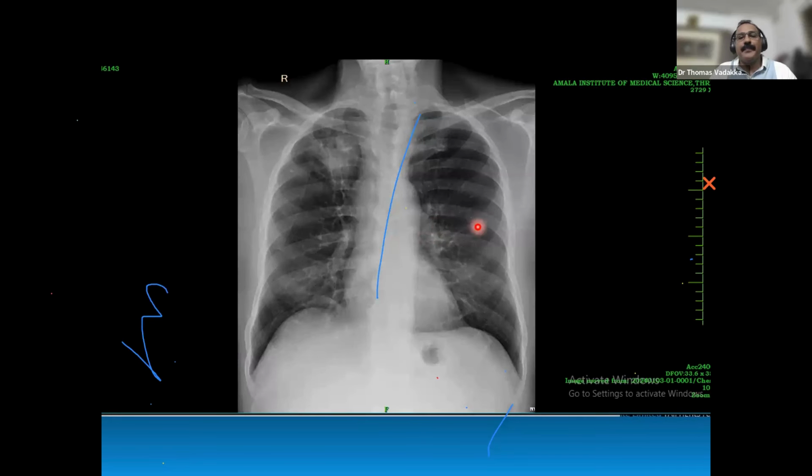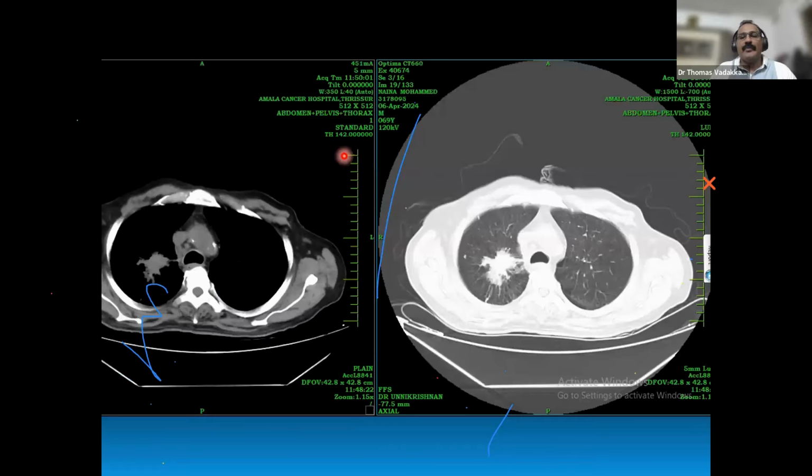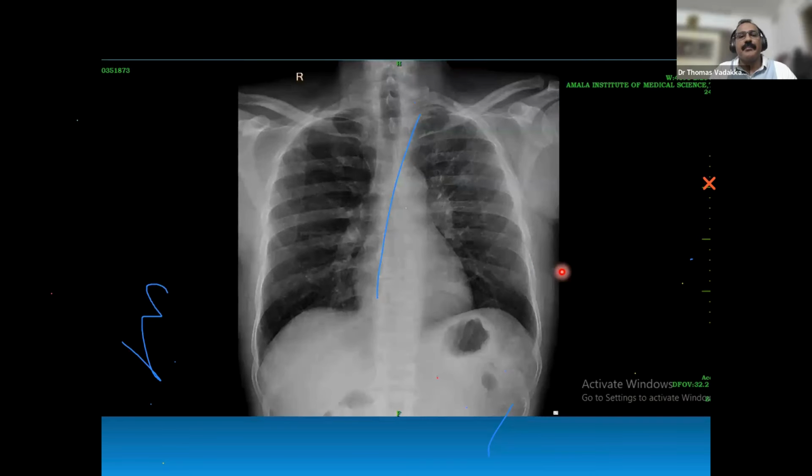Yes, this one. Again, you have an irregular lesion in the right upper zone, which is spiculated, looking like a malignant lesion. Obviously, when you look, this X-ray appears to be normal, but it is not normal. This is abnormal.